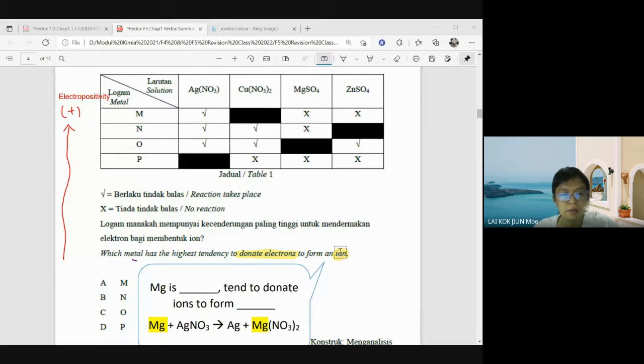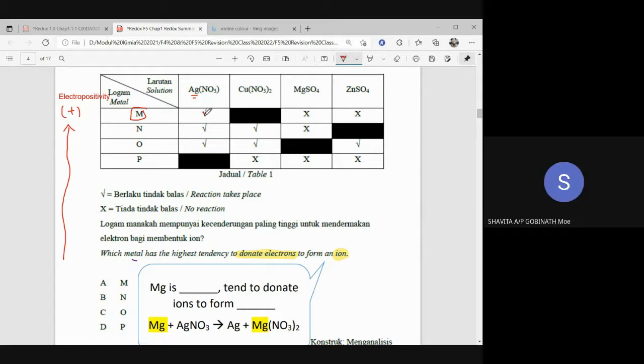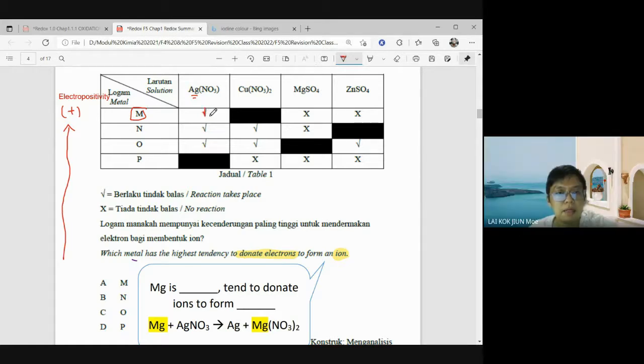So from the table, I can get a lot of information. I will check the solutions here, where metal M is put in. So Shavita, you check. Is M powerful? Can it replace Ag? Can. M is powerful. But N cannot replace Cu, there is no reaction.